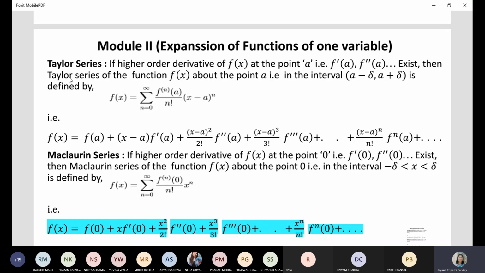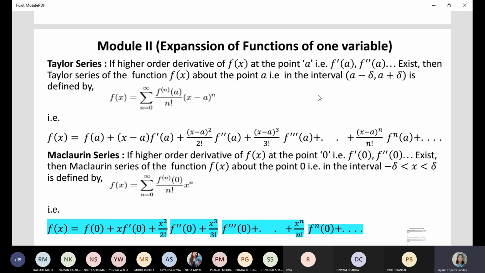So I want you to read this expansion. The first series is known as Taylor series. What you do, you expand the function around that value and try to write the function from the neighborhood point of view. So if higher order derivatives of f(x) at the point a exist, then Taylor series of the function about the point a, that is in the interval this, is defined like this.